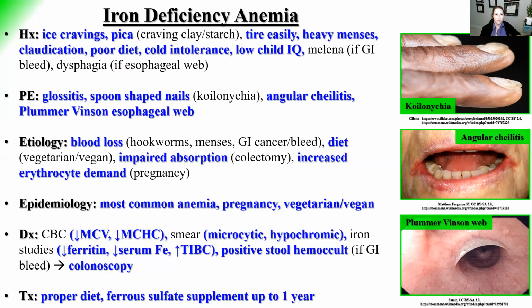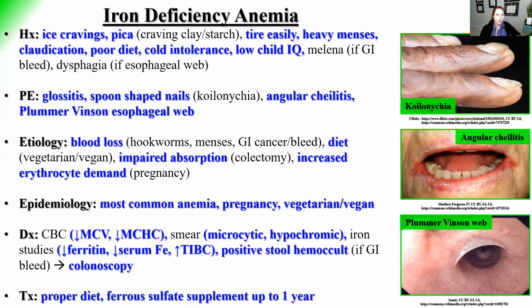Heavy menses can cause blood loss. We talked about the fibroids and that part of our differential. GI cancers or GI bleeds can cause a chronic bleed, which can lead to iron deficiency anemia. If you have a vegetarian or vegan diet, iron is very common in muscle protein, and so that's something you may have to supplement.